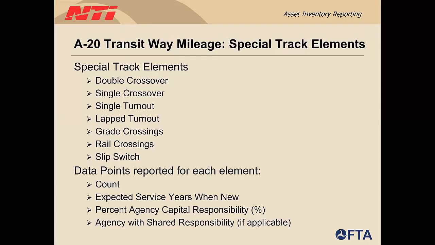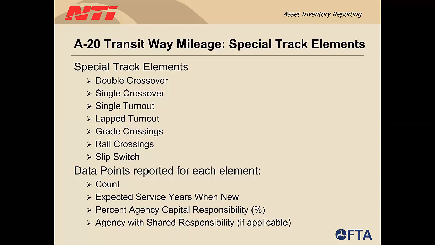The last section of the A20 form for rail modes is the special track elements section. This collects a count of special track elements for each mode. Please note that this section was updated in Report Year 2019, and there are a couple of new elements that better reflect industry terminology. You will report the count of each applicable element, the expected service years when new, percent agency capital responsibility, and any agencies with shared responsibility if applicable.